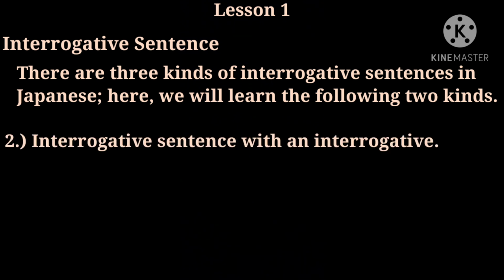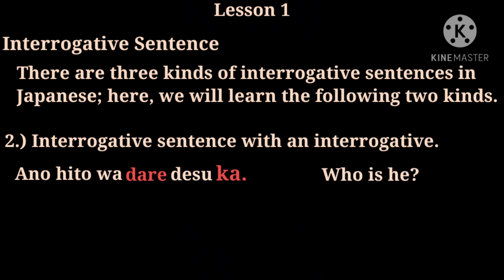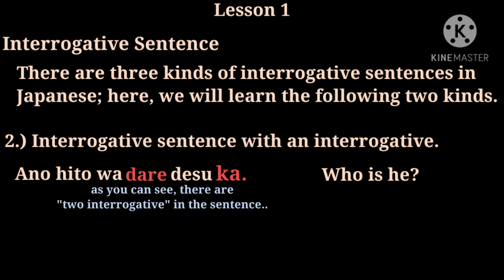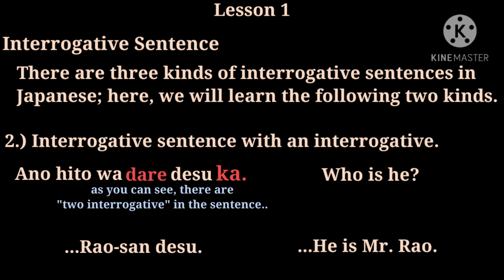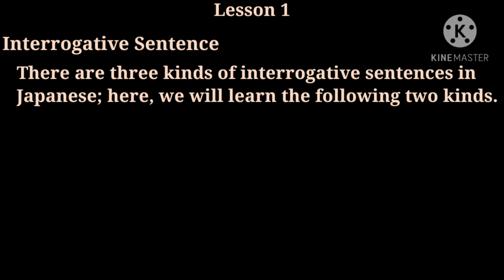Interrogative sentence with an interrogative. Ano hito wa dare desu ka? Or, who is he? As you can see, there are 2 interrogatives in the sentence. Rao-san desu. Or, he is Mr. Rao.